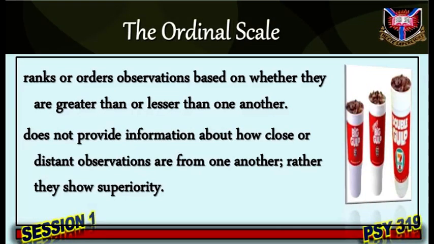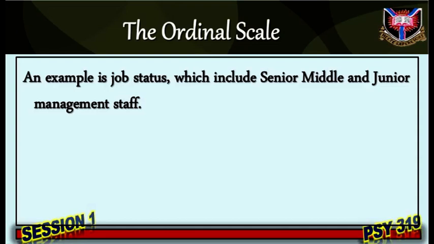The ordinal scale. An ordinal scale ranks or orders observations based on whether they are greater than or lesser than one another. Ordinal scales do not provide information about how close or distant observations are from one another. Rather, they show superiority. For example, when you observe who graduated with first class in the Department of Psychology, it must be a student with the highest cumulative grade point average, CGPA. Other variables on ordinal scale include job status, which includes senior, middle, and junior management staff.